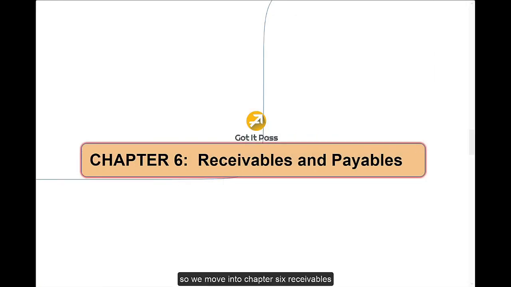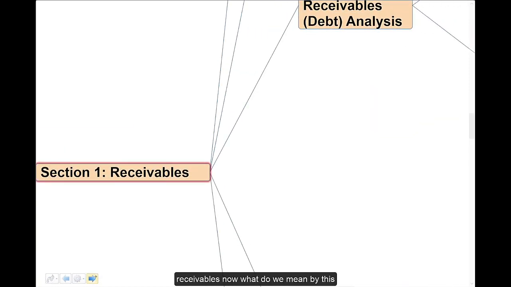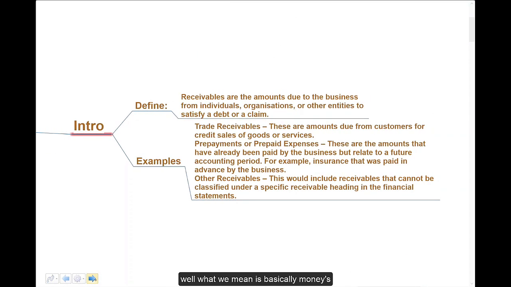So we move into Chapter 6, Receivables and Payables. And indeed, for any business, management of receivables and management of payables is crucial. Let's look at the first area, receivables. Now, what do we mean by this? Well, what we mean is basically monies owing to the business.